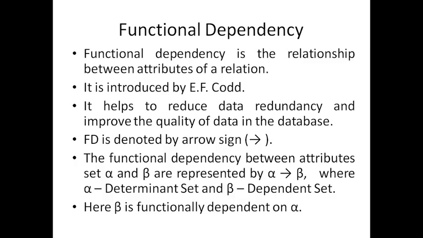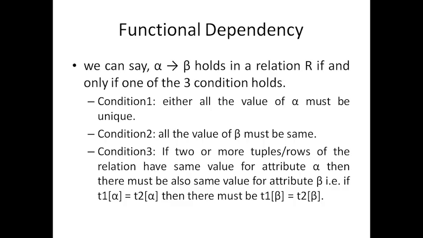FD is denoted by an arrow sign. The functional dependency between attributes alpha and beta is represented by alpha determines beta, where alpha is a determinant and beta is a dependent. Here beta is functionally dependent on alpha. That means the value of beta is determined from alpha.